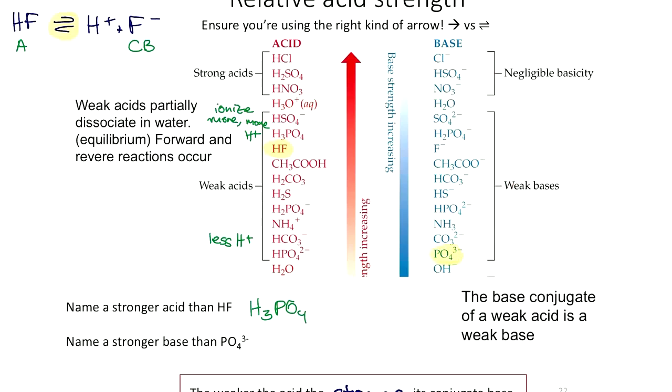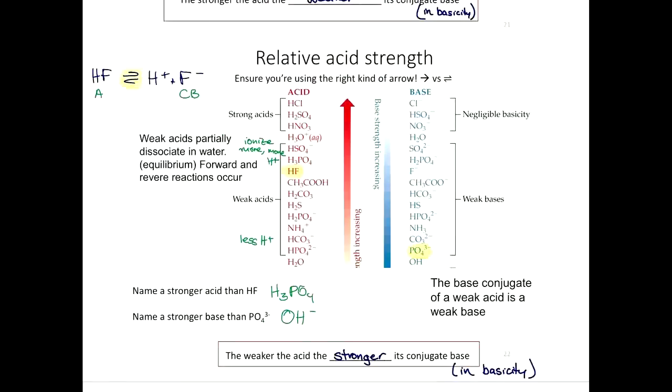So what is a stronger base than PO4 3 minus? Are we going to look higher or lower on this table? Lower, yeah, because base strength increases going down. So here we see hydroxide is a stronger base than phosphate anion. All of these bases are going to be weaker. So that is how we read the table.